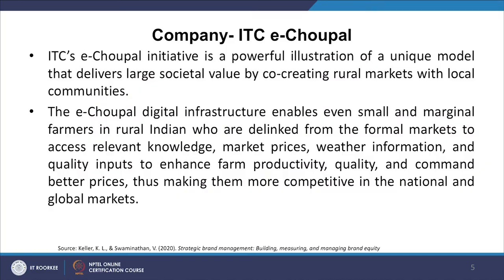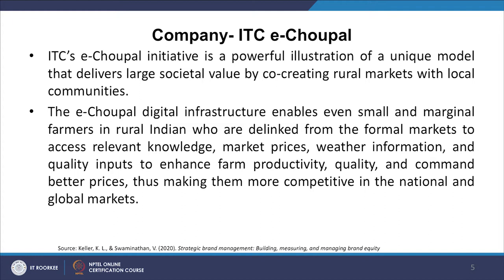So, Mr. Shiv Kumar was highly instrumental in doing so from the side of ITC, and Mr. YC Deveshwar steered it when he was heading ITC few years back. So that is how they went ahead with associating everything in terms of their complete value chain. You see, this digital infrastructure enabled even small and marginal farmers in rural India, who are many times delinked from the formal markets, and then they started supporting them for quality inputs, productivity, and so on.